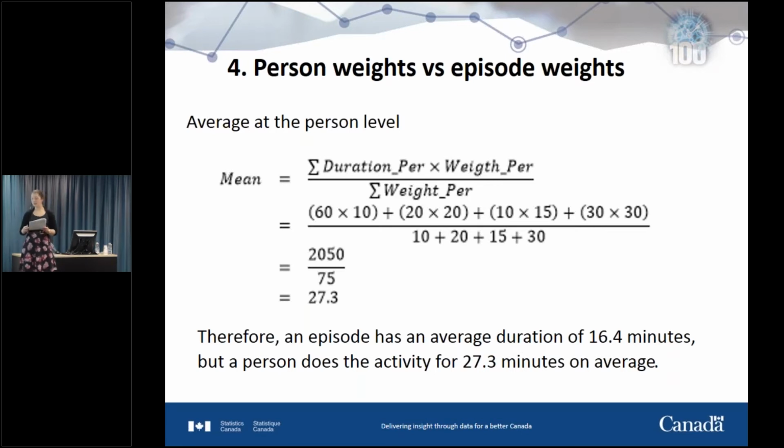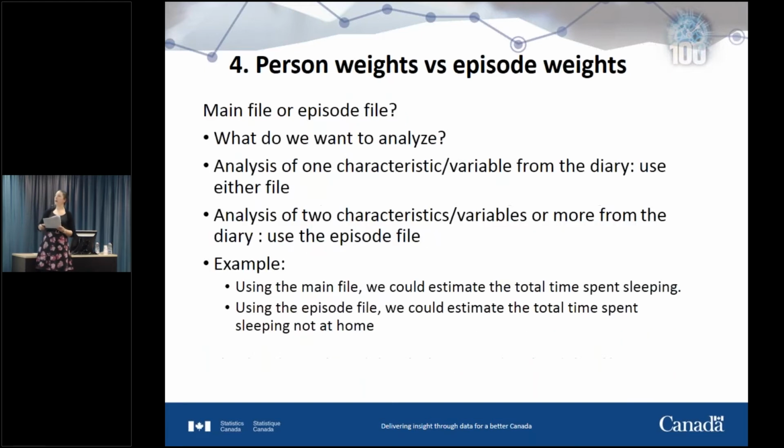An episode has an average duration of 16.4 minutes, but a person does the activity for 27.3 minutes on average. So when the respondent reported this activity, it was with an average duration of 16.4, but the person does it 27.3 minutes on average every day.